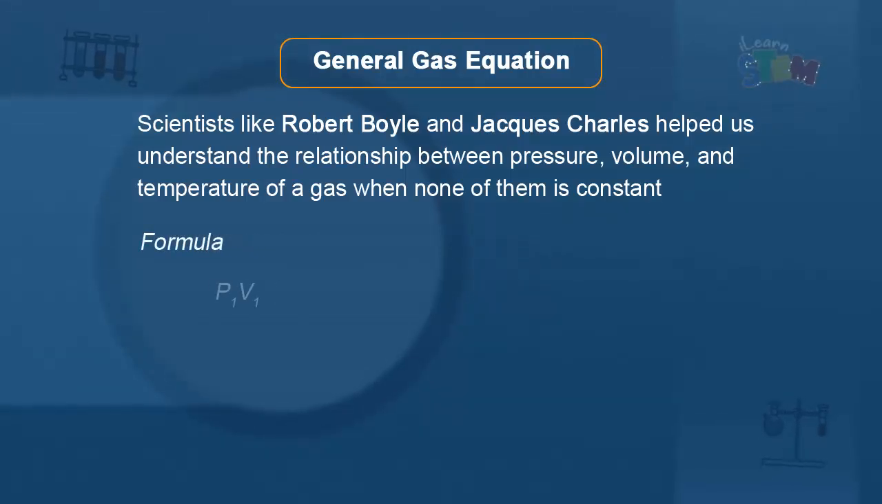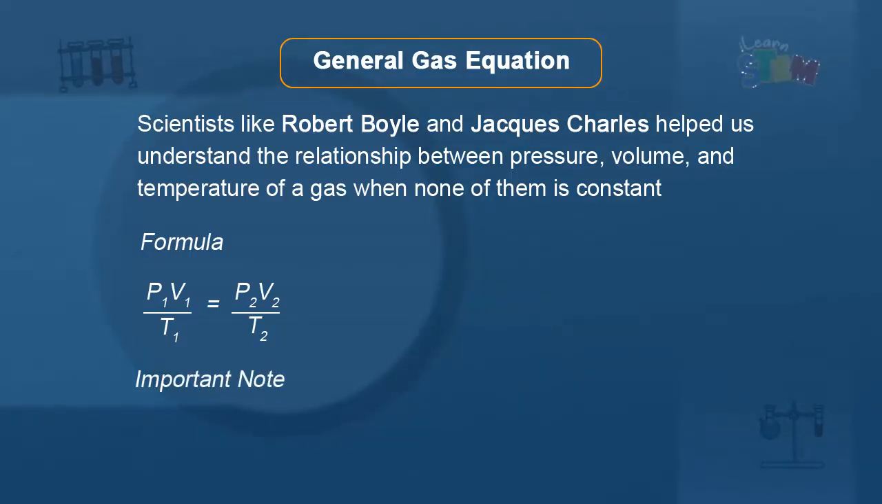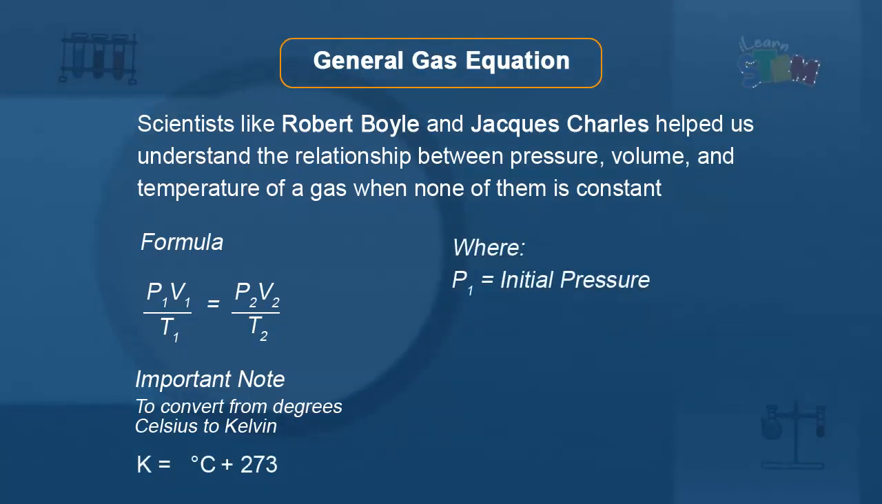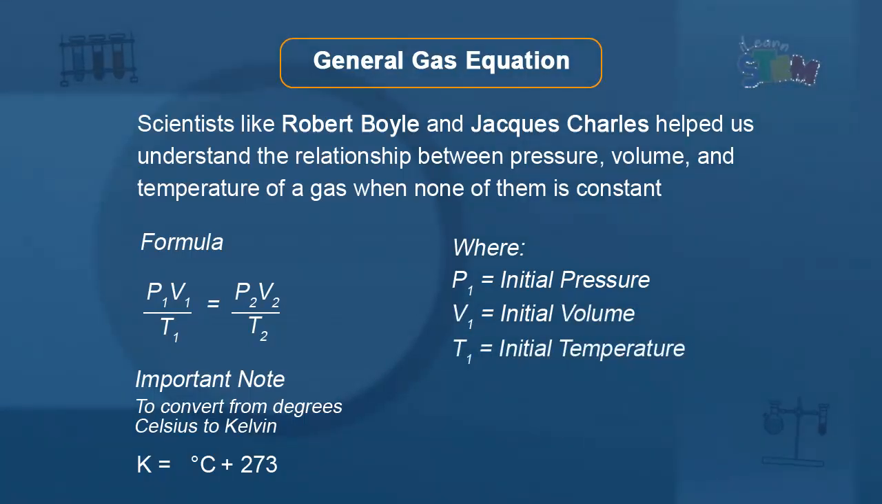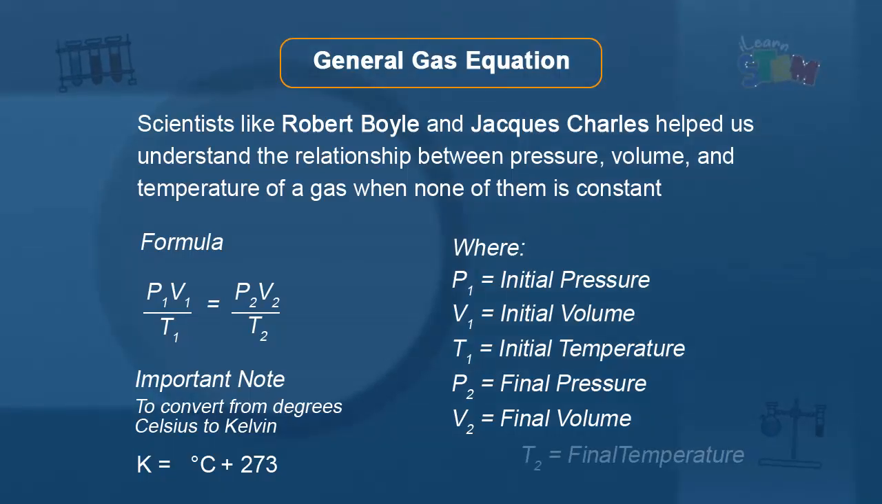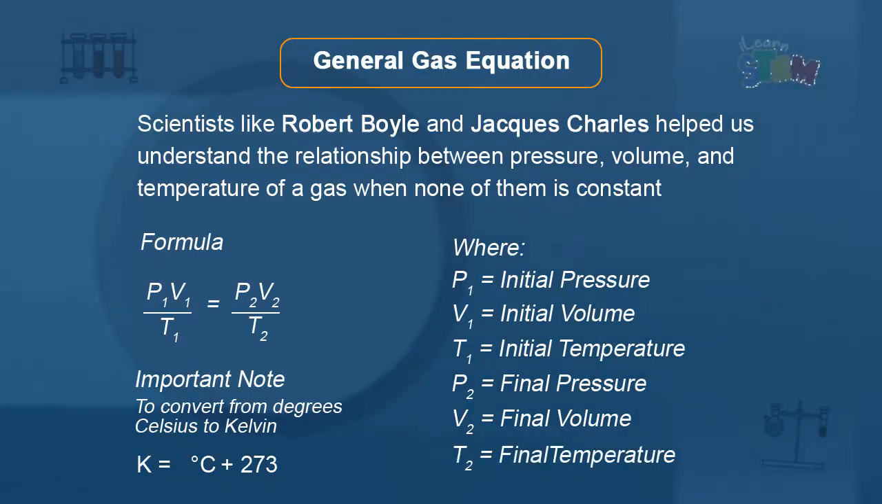Now, here is the formula. P1 multiplied by V1 divided by T1 is equal to P2 multiplied by V2 divided by T2. Very important note, temperature must always be in Kelvin. To convert from degrees Celsius to Kelvin, we add 273, where P1 equals initial pressure, V1 equals initial volume, T1 equals initial temperature, P2 equals final pressure, V2 equals final volume, T2 equals final temperature.